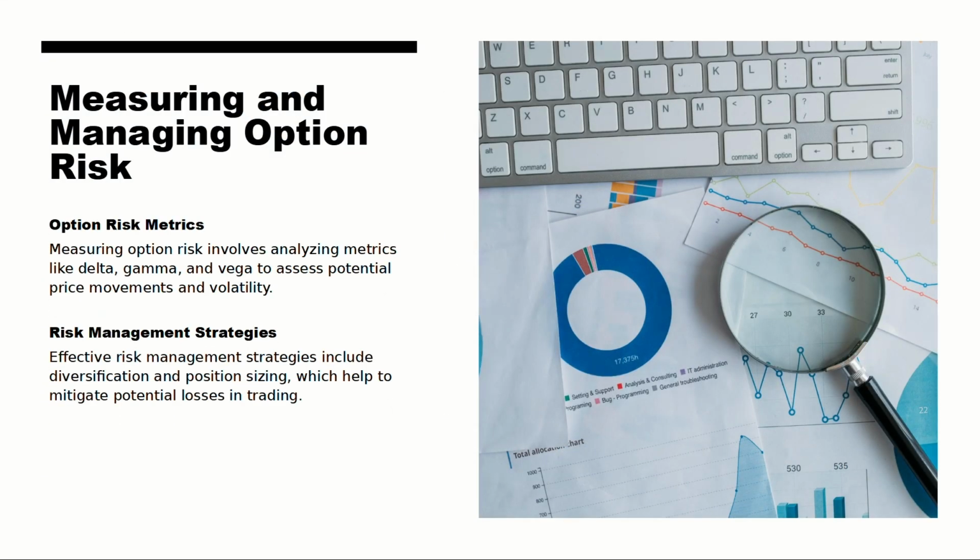Measuring and managing option risk. Measuring option risk involves analyzing metrics like delta, gamma, and vega to assess potential price movements and volatility. Effective risk management strategies include diversification and position sizing, which help to mitigate potential losses in trading.